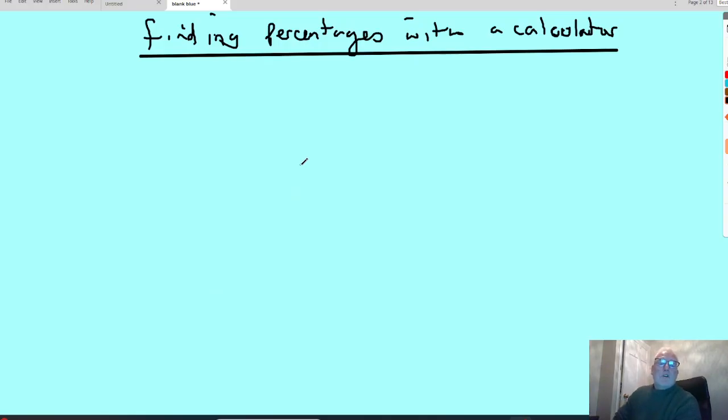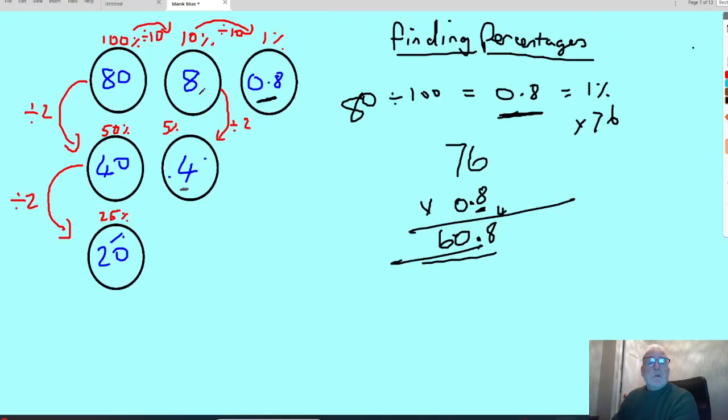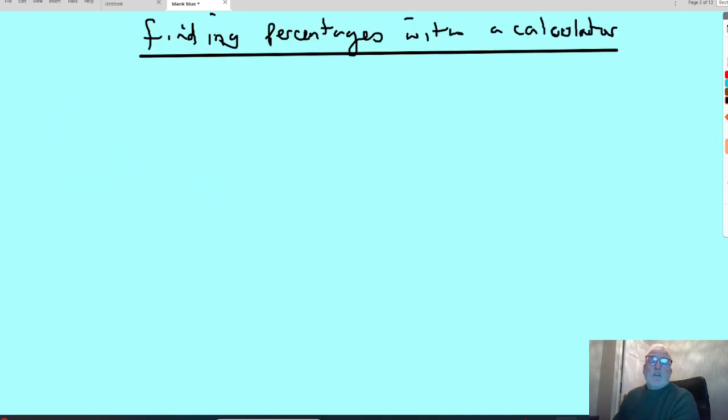Hi everyone, we're going to look today at finding percentages with a calculator. If we think about what we did last time, finding percentages without a calculator, we used the bubble method where we tried to find each of the variables: 100%, 10%, 1%. And we said right at the end of that you could find any percentage by finding the 1% and multiplying it by the percentage you wanted. So we're going to try and do that always using the calculator.